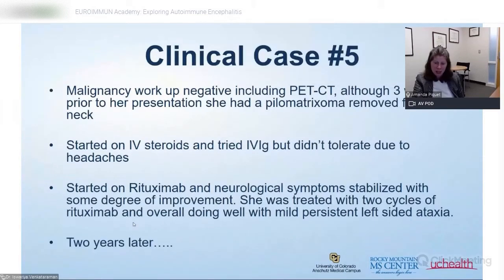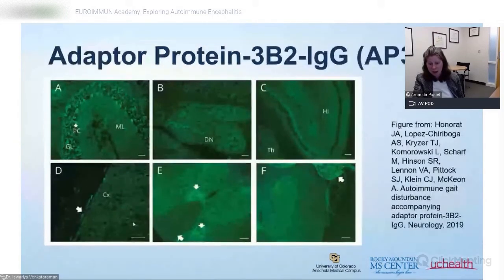Now, 2 years later, her unclassified antibody was given a name, and this was the adaptor protein 3B2 antibody, or AP3B2. And here on this slide shows a staining pattern that is common with this antibody, where it diffusely reacted with Purkinje neurons, myenteric plexus, cerebellar granular cell synapses. So our patient's serum showed this pattern, which led to the discovery of this novel autoantibody.